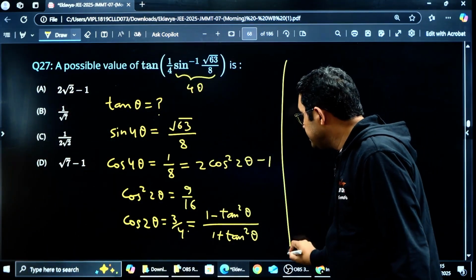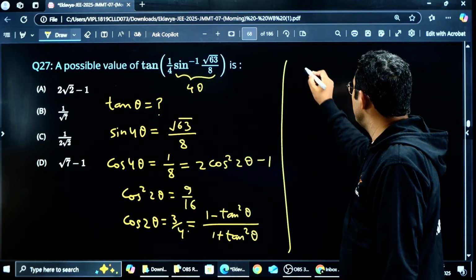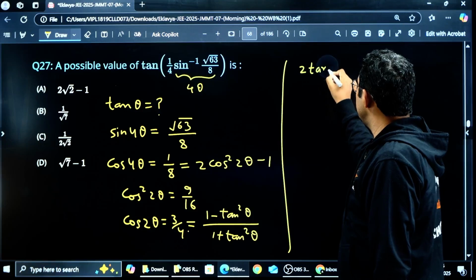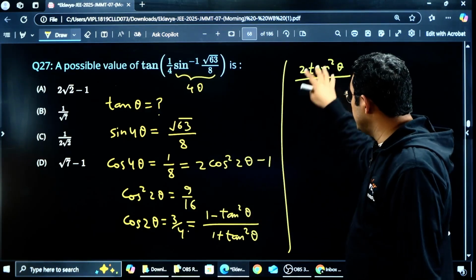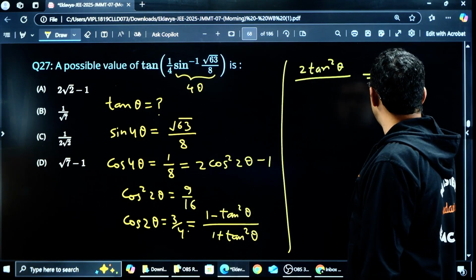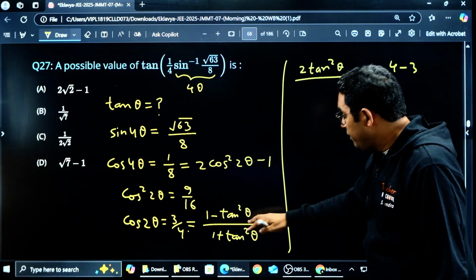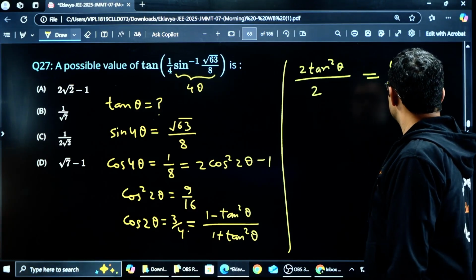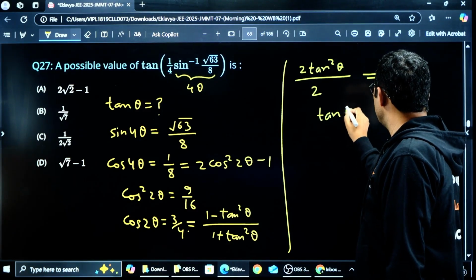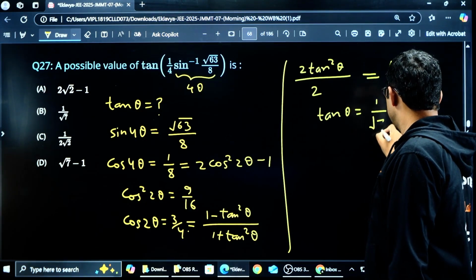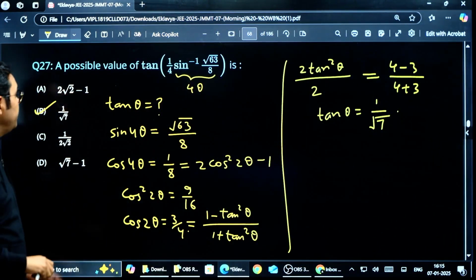After this, I think I'll use componendo dividendo. So denominator minus numerator, if you do, you will get 2 tan square theta, and on the right hand side it will be 4 minus 3. And for the denominator here, we will add these two, so it will be 4 plus 3. So we get tan theta to be equal to, I think, 1 upon root 7. Okay, so tan theta value for this question is B. Answer is B actually.